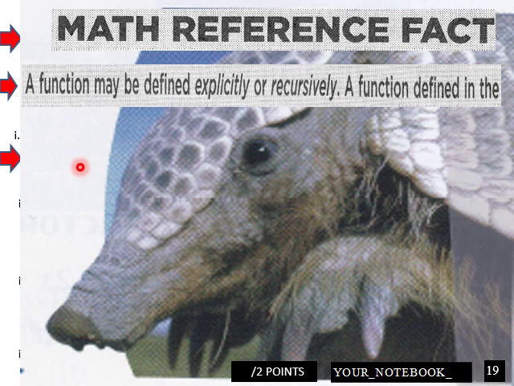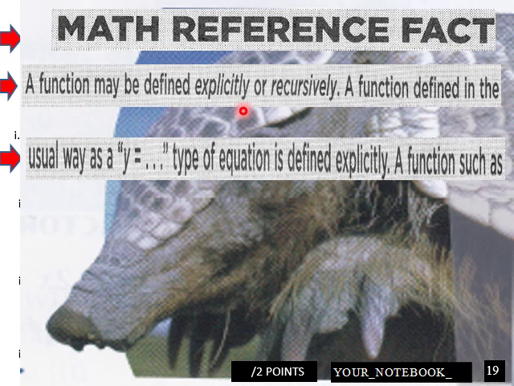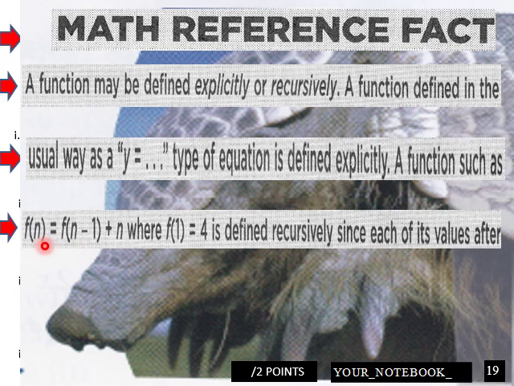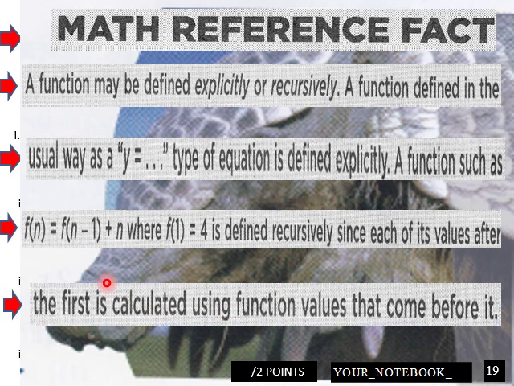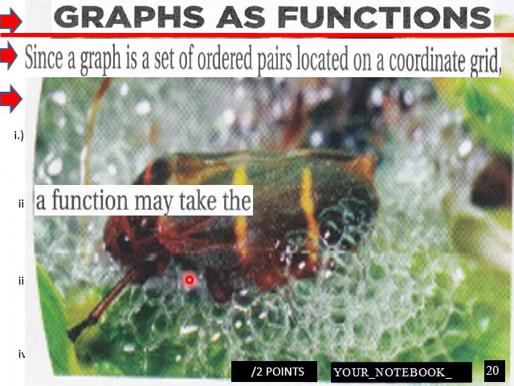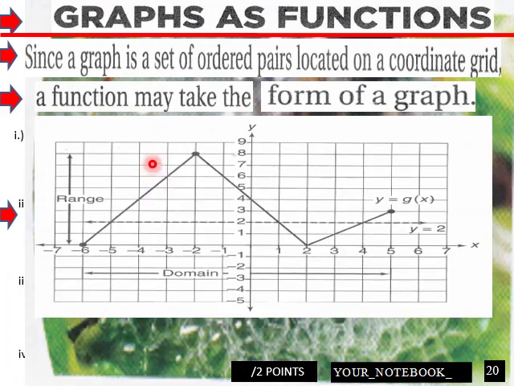Math reference fact: a function may be defined explicitly or recursively. A function defined in the usual way, as y equals some expression, is defined explicitly. A function such as f of n equals f of n minus 1 plus n, where f of 1 equals 4, is defined recursively, since each of its values after the first is calculated using function values that came before it. Now, graphs of functions. This graph, a set of ordered pairs, is a function.